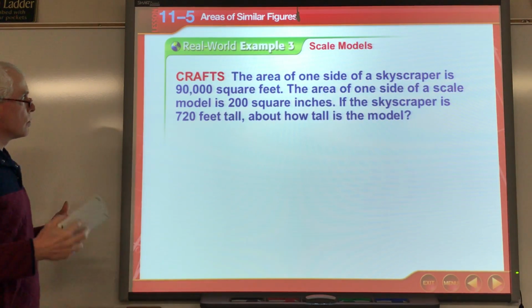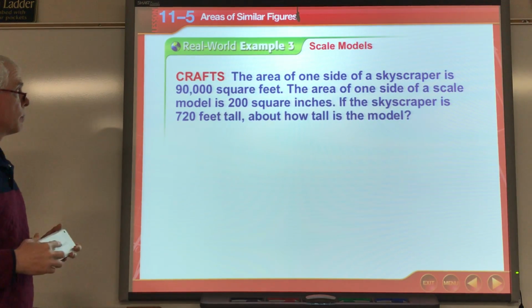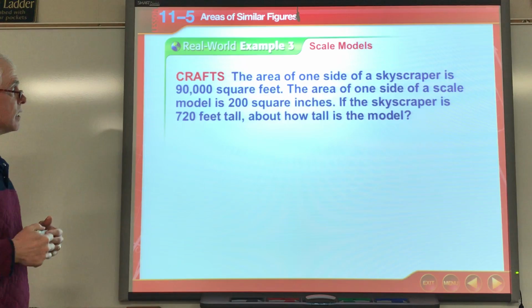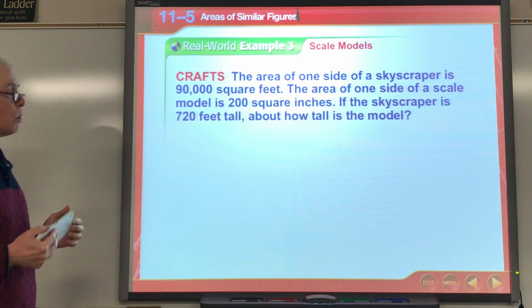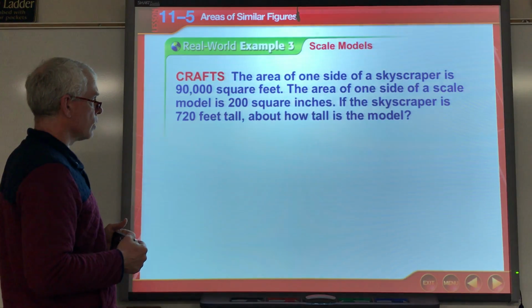All right, so what about models? Okay, this one we have a little bit of converting to do, so you've got to think about this one a little bit more. The area of one side of a skyscraper is 90,000 square feet, and the area of one side of a scale model is 200 square inches. If the skyscraper is 720 feet tall, about how tall is the model?